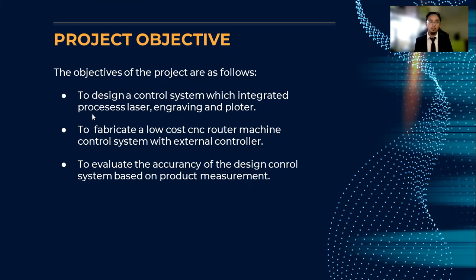The second objective is to fabricate a low-cost CNC router machine control system with an external controller. Fabricating a low-cost CNC router machine control system means the control board system and the other things around it, with an external controller. The external controller is not part of the fabrication objective. It is another thing. The main point is to fabricate a low-cost CNC router machine control system.